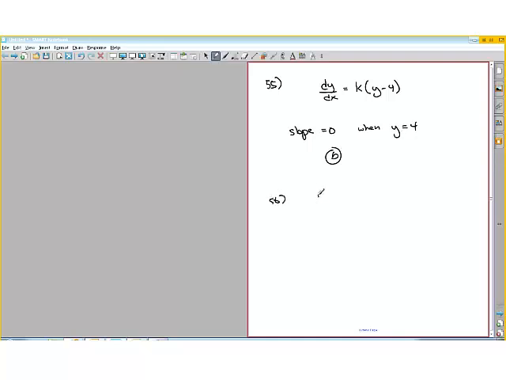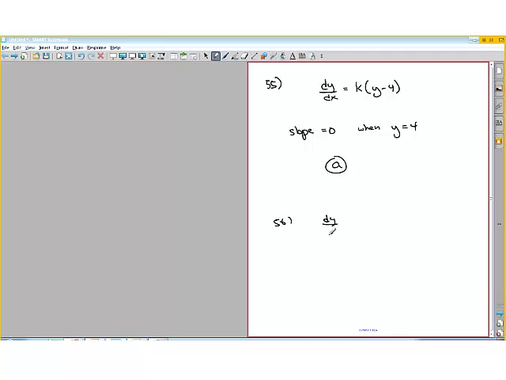Actually, that's incorrect. It's not B. If you look at those figures again, is there anywhere the slope is 0 at y equals 4? It's actually A. If you look at A, you'll see that at y equals 4, as you go along horizontally, all the slopes are 0 when y equals 4.